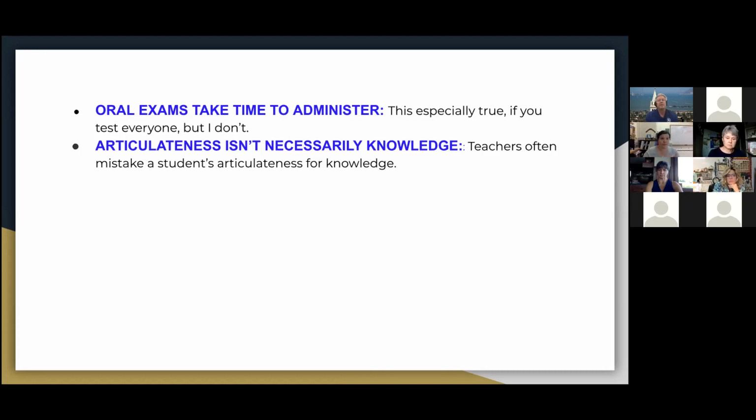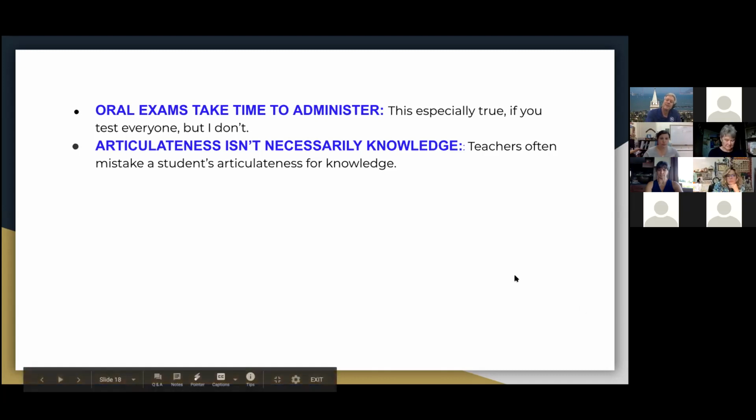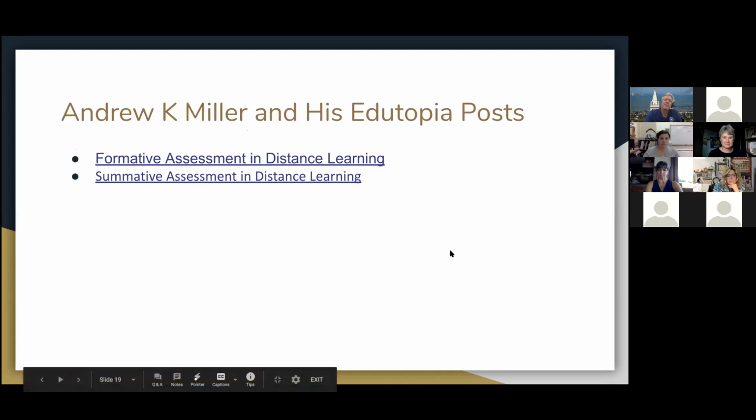And lastly, another reason not to test orally, articulateness is not necessarily knowledge. I have some students who can string together some wonderful, wonderful sentences. They'll just keep on talking, and it's enjoyable to listen to, but they haven't really revealed anything. And yet you want to give them the credit. It's sometimes a hard challenge to have to face.